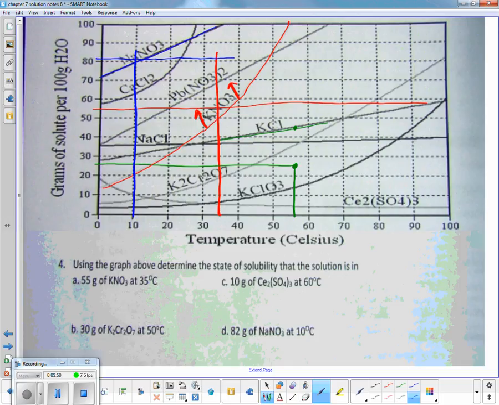Now, if they ask me, could I dissolve that much at that temperature, what would the answer be? No, I can't, because I have too much. In order to get it dissolved, I'd have to get it at a higher temperature and then cool it back down. So if they ask me, could I dissolve that much at that temperature? No. I can dissolve some at that temperature, yeah, but could I dissolve the whole 82 grams at this temperature? No.